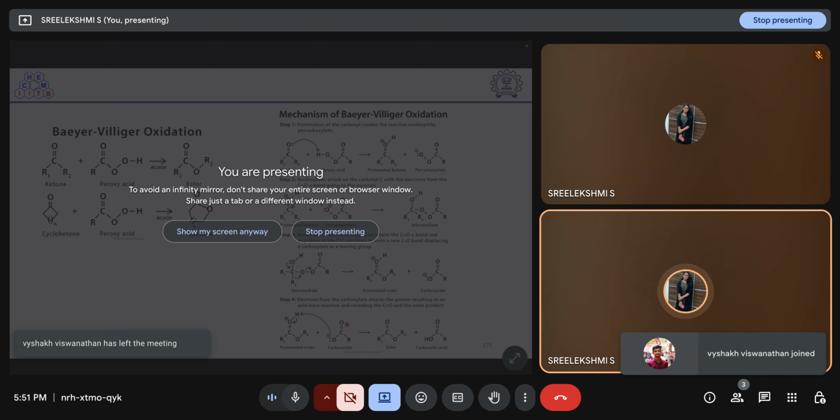Then again this carboxylate will take this proton of this positively charged oxygen and it will form this ester as well as this carboxylic acid. So the carboxylic acid of the corresponding peroxy acid will be the byproduct and we will be getting this ester as the major product.